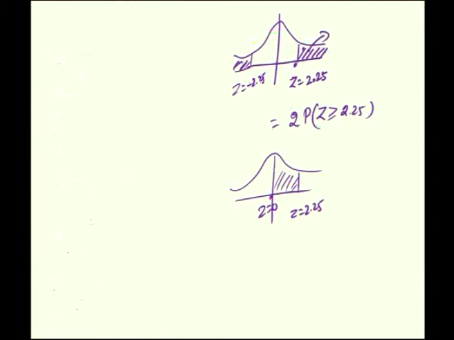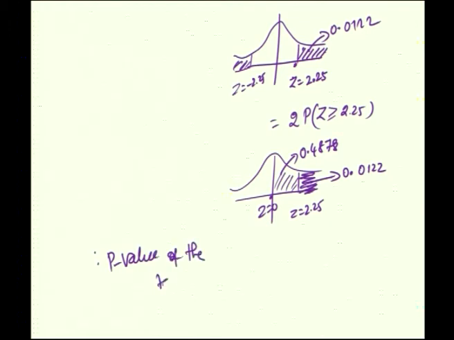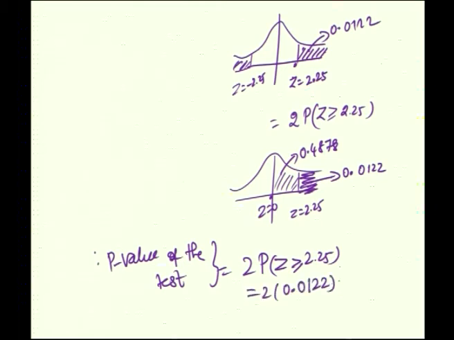From the table, this area is 0.4878. This shaded tail part will be 0.5 minus 0.4878, which is 0.0122. Therefore, the p value of the test is 2 times P of Z greater than or equal to 2.25, which is equal to 2 into 0.0122, which is 0.0244.